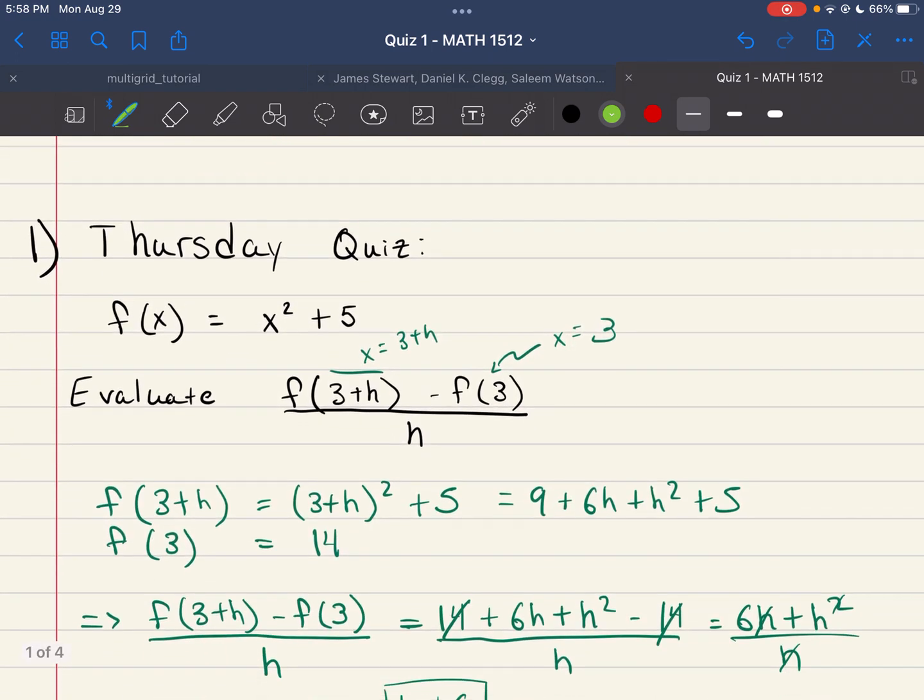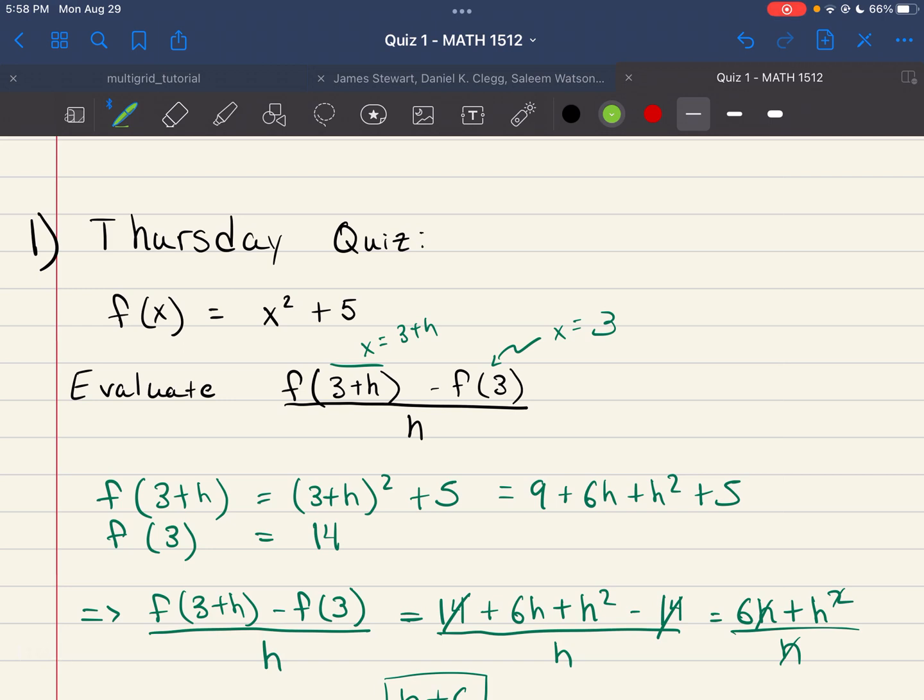Similarly, for the Thursday quiz, we have a different function, f of x equals x squared plus 5, and we're evaluating it at 3 plus h as well as 3. First, at x equals 3 plus h, f of 3 plus h equals the quantity 3 plus h squared, because we substituted 3 plus h in for x, plus 5. That gives us 14 plus 6h plus h squared. And f of 3, plugging in 3 for x, we get 9 plus 5, which is 14.